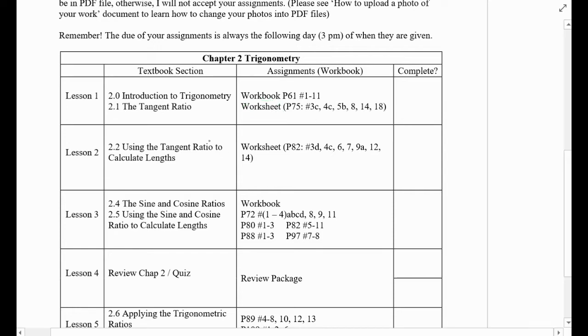Today, we're going to do 2 sections, 2.0, Introduction to Trigonometry, and 2.1, the tangent ratio. This is not an easy concept, and since we're doing 2 sections, you have to stay focused at all times. All right, everyone? Okay, let's get started.